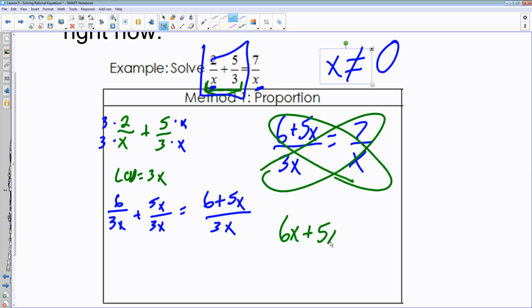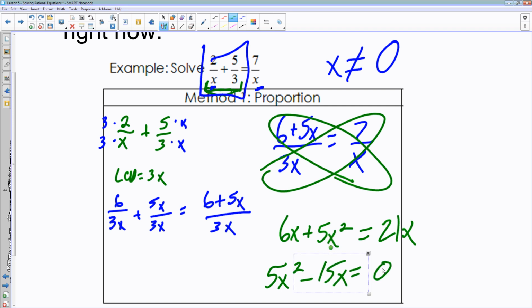That's going to get me 6x plus 5x squared. All right, on the other side, I've got 7 times 3x, which gets me 21x. All right, let's get everything on the same side by subtracting 21x from both sides. And then when we do that, we get 5x squared minus 15x equals 0.